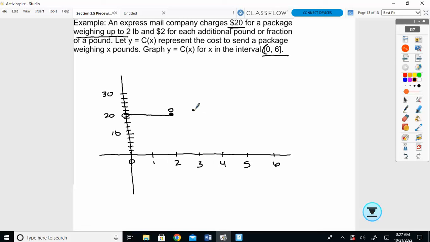And we're going to stay there for each additional pound. So if it's 3 pounds, I'm still just paying that $2 additional. But once it goes over 3, what happens to my cost? Goes up another $2. We'll stay there until we get to 4, and after 4 it goes up another $2 until we get to 5, and after 5 it goes up another $2.